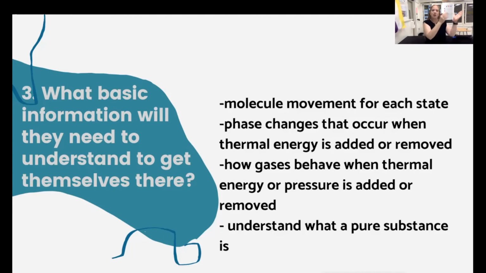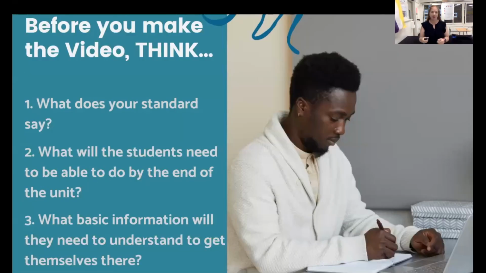So in order to understand what videos we're going to create, we don't just start creating videos. You come up with a game plan. Before you make the video, think, what does your standard say? What will the students need to be able to do by the end of the unit based on that standard? And what basic information will they need to understand to get themselves there?